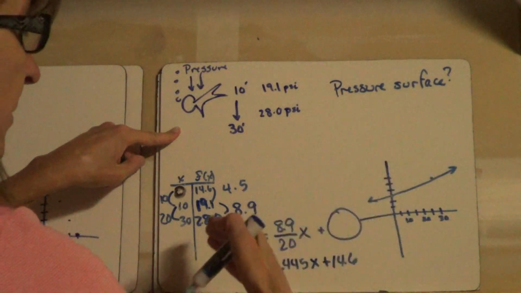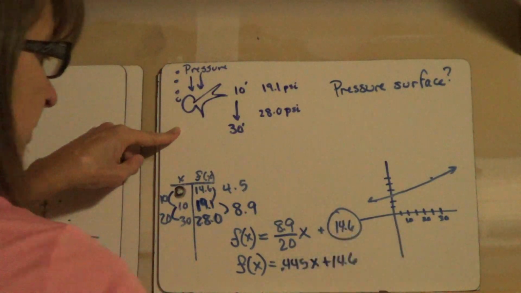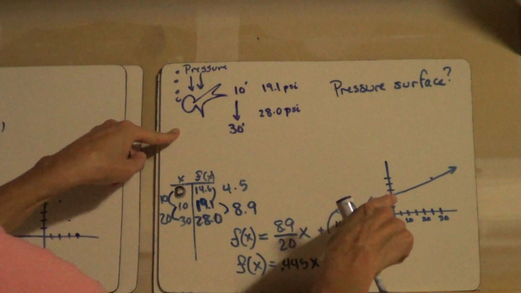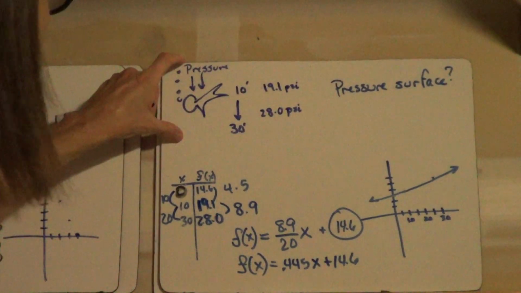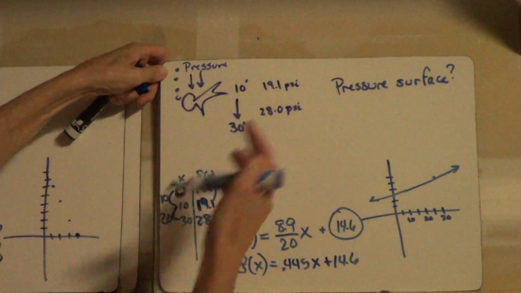So you have a couple different ways to check it. The zero term should be 14.6. I should have said 14.6 there. So that's kind of how we do it in word problems, explaining what it is.